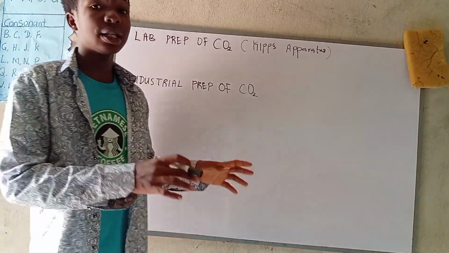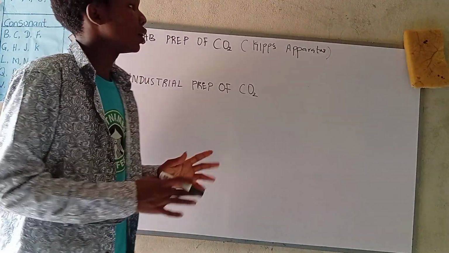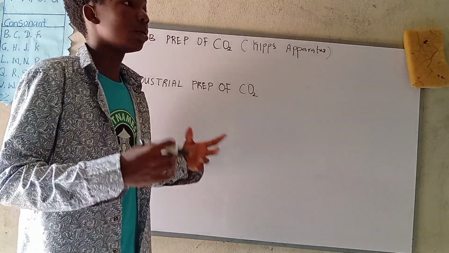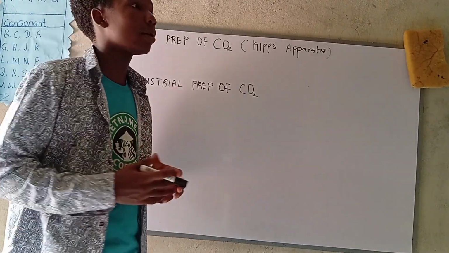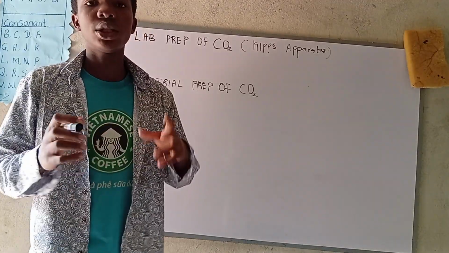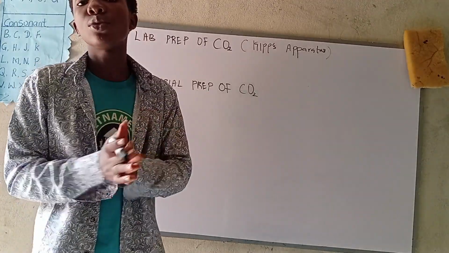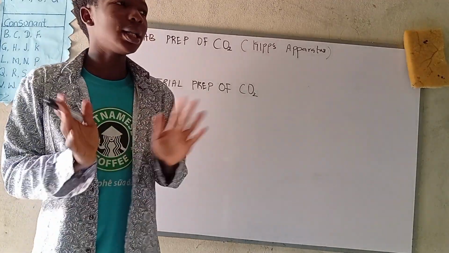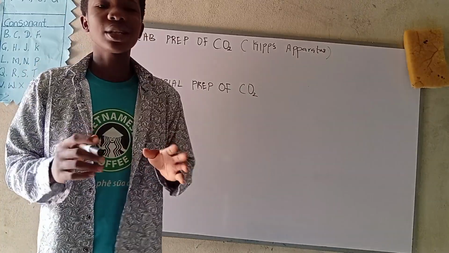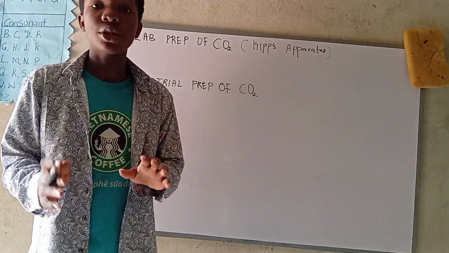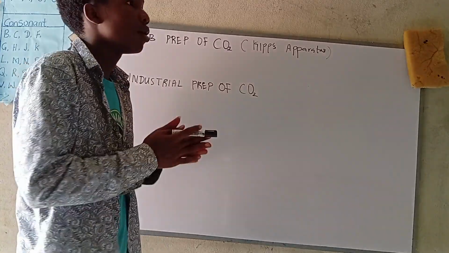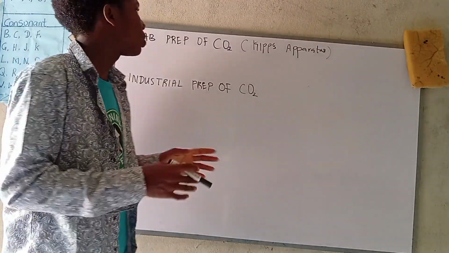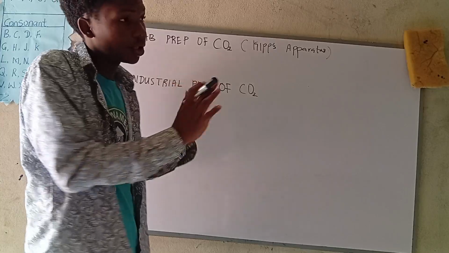Today I'm going to be making our final video on carbon. We stopped in our last video, part 2 of carbon, where we talked about what the compound CO2 means and points to note about CO2. Now we're going to be talking about the laboratory and the industrial preparation of CO2, which is carbon dioxide. First of all, we are going to be talking about the laboratory preparation.